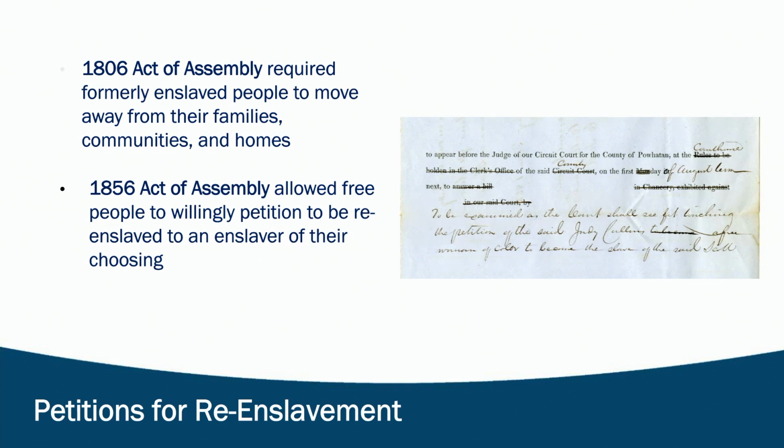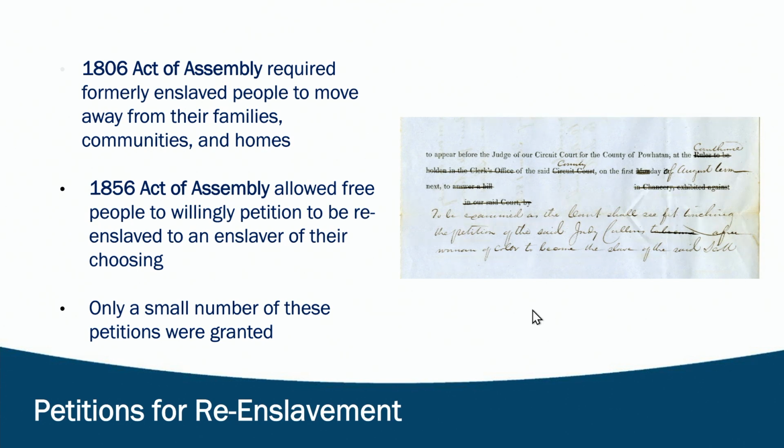In 1856, the Virginia General Assembly passed an act allowing free Black individuals who desired to remain in the Commonwealth to petition for re-enslavement. Only a small number of free Black Virginians petitioned the courts to re-enslave themselves to an enslaver of choice, and an even smaller percentage actually succeeded. Many petitioners chose enslavers that they knew well, or an enslaver who owned their spouse or a family member.